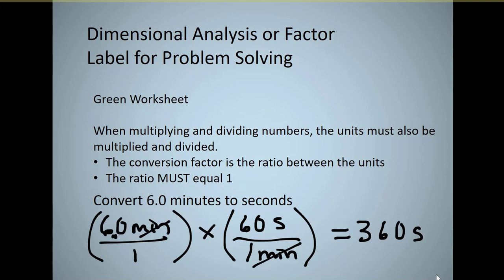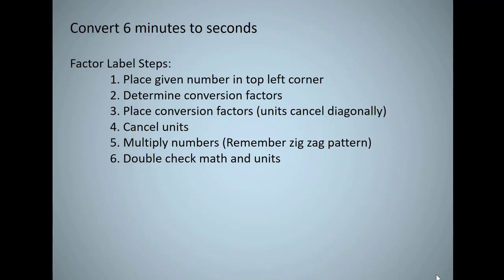Right here, this is our conversion factor. And my conversion factor, again, equals 1, because 60 seconds equals 1 minute, so those quantities are equal to each other. So it's just like I'm multiplying my 6 minutes by 1. The amount that I have is not changing. I'm just changing the unit. All right, let's continue on.